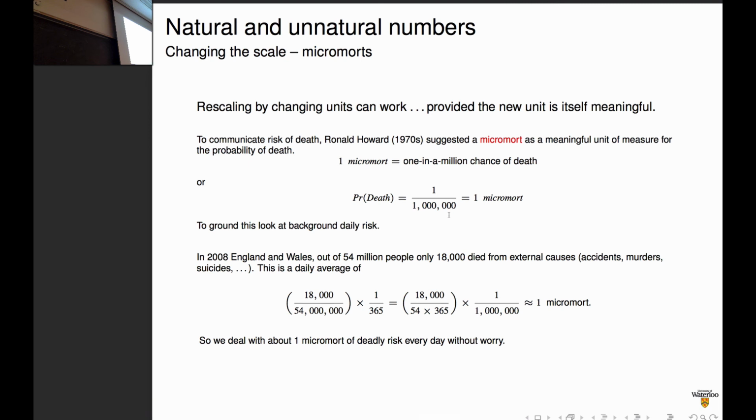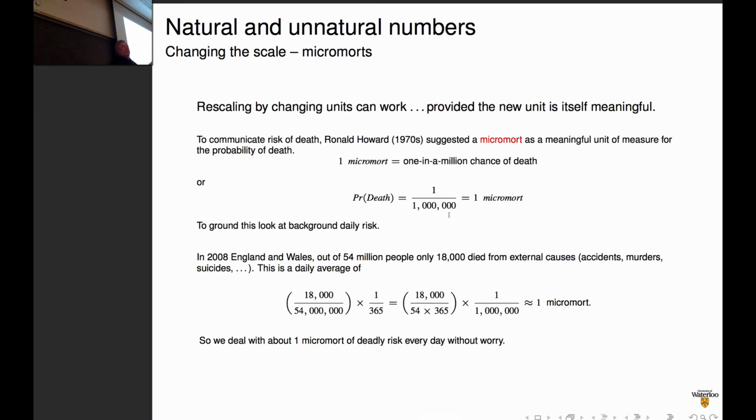Looking at the statistics that are around, like England and Wales, out of 54 million people who died from external causes, accidents, murders, suicides, etc., roughly daily living is about a micromort a day. That's the risk you're running. Which means now I can think about other activities: hang gliding, riding a motorcycle, walking, running, driving a car, and how many micromorts of risk they carry. And it turns out they're much less risk than you might think.